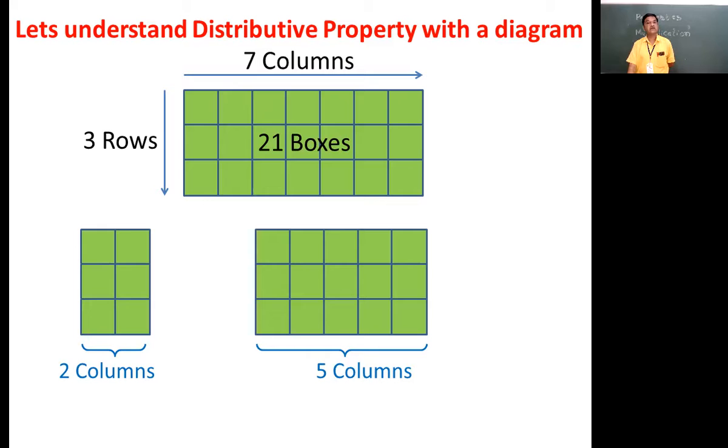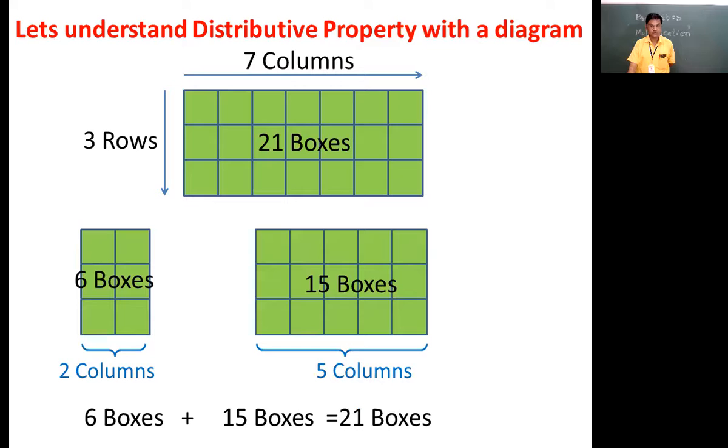How many boxes are there in the second arrangement? There are 5 3s are 15 boxes. And in the first arrangement, there are 2 3s are 6 boxes. Still, how many total number of boxes are there in this arrangement? Naturally, 6 boxes plus 15 boxes, we are having 21 boxes. So the product remains unchanged.